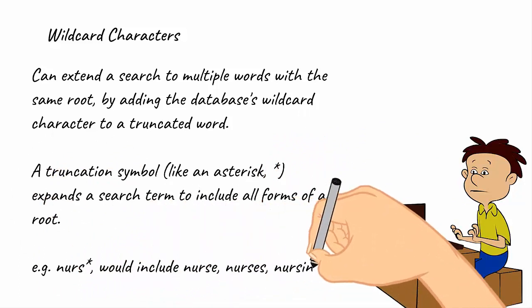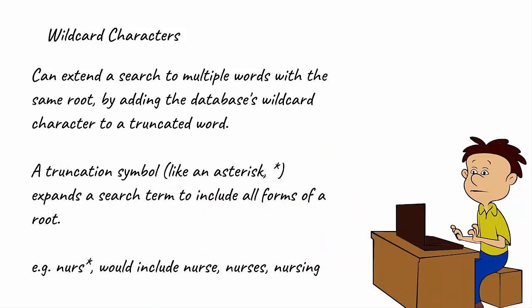This is great when you want to search for variable endings of a root word. For example, searching educat asterisk would tell the database to look for all possible endings to that word. So the results would include educate, educated, education, educational, or educator.